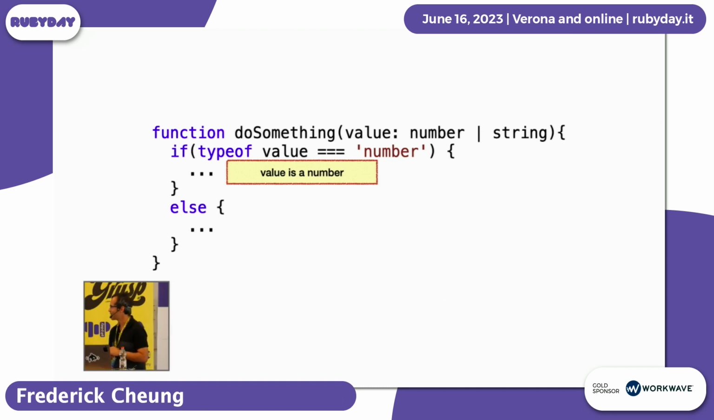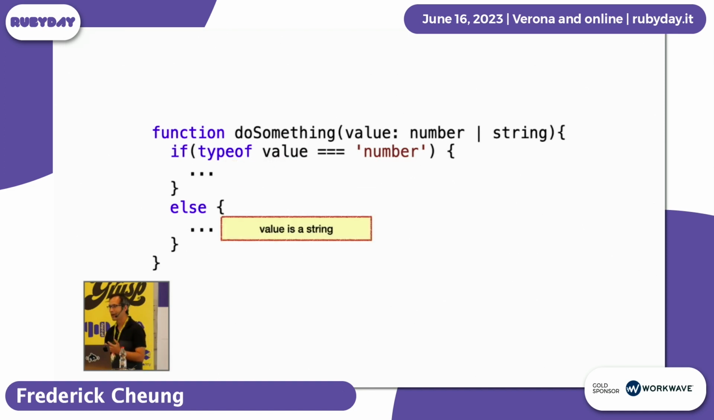You might think this is pretty trivial. Maybe slightly less trivial is that it understands that in the else branch it's a string, because it knows it started with something that was a number or a string. If in one branch it's a number, then in the other branch it must be a string. Let's have a look at something a bit less trivial.